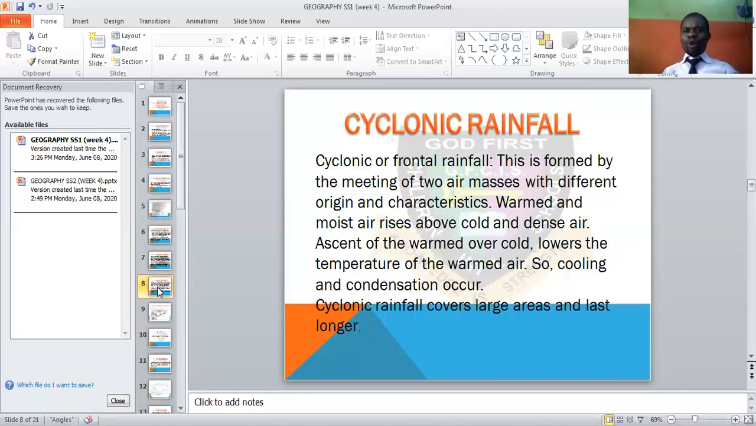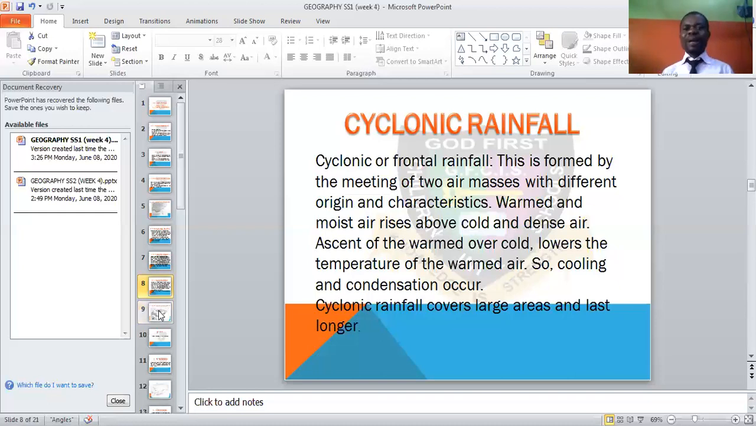Just like you are hot and you want to run across a mountain that is cold. That cold mountain will also have an effect on your temperature. So the coldness of that mountain or human being will reduce your own temperature too. So it lowers the temperature as they go, and so cooling and condensation take place. And then the rain begins to come. This one is almost opposite in terms of time to the conventional rainfall. It happens for a long time, unlike the conventional rainfall that happens shortly, normally in the afternoon.